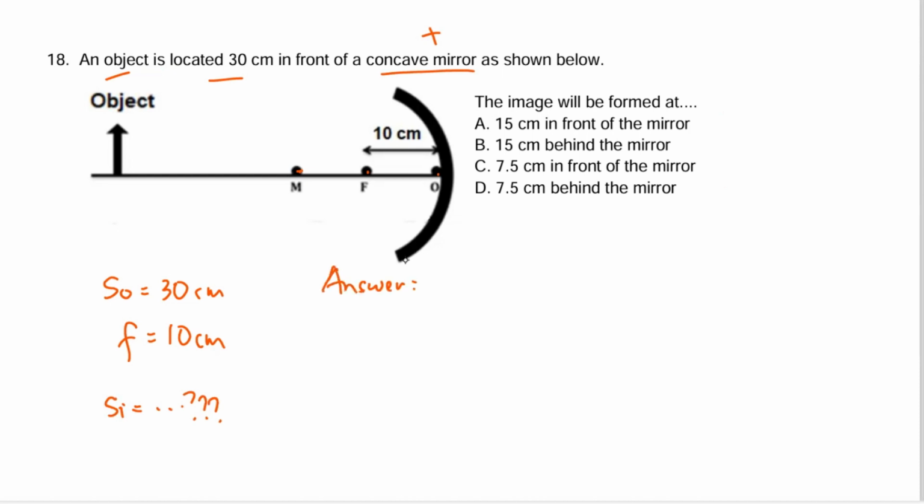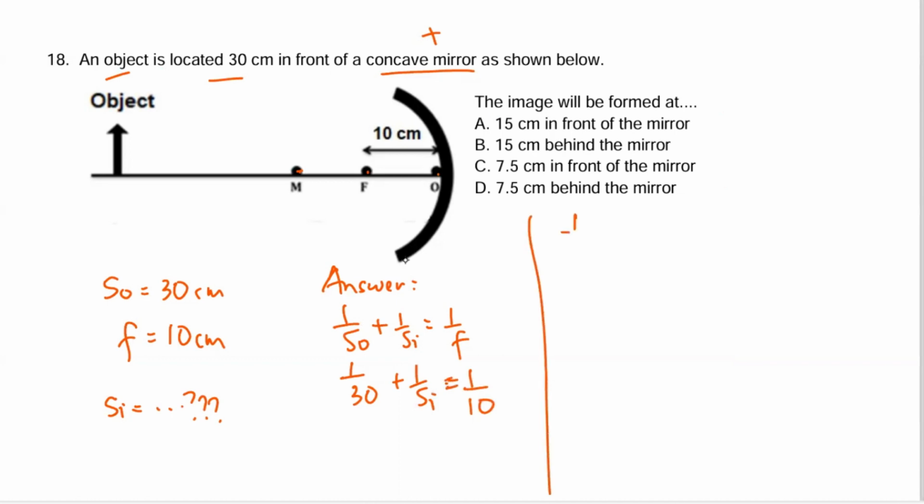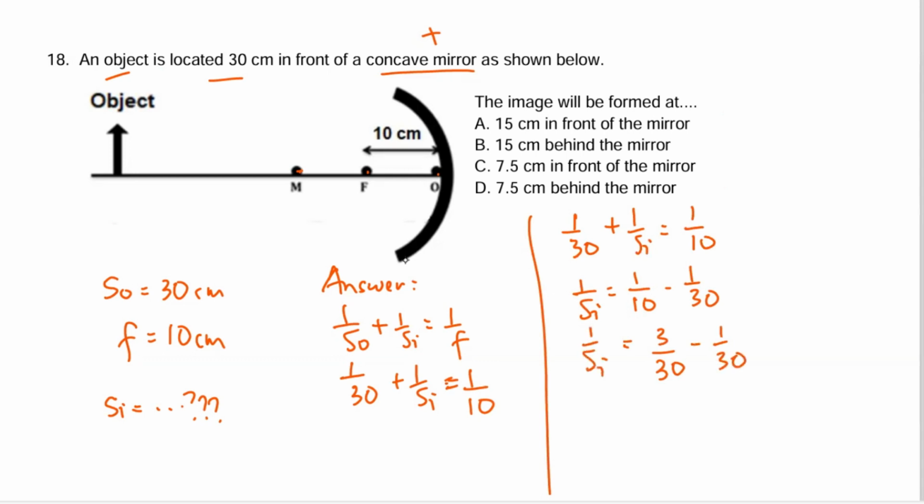We're going to use the mirror equation, 1 over SO plus 1 over SI equals 1 over F. So 1 over 30 plus 1 over SI equals 1 over 10. Remember, this is a concave mirror, so F is positive. To get 1 over SI alone, we send 1 over 30 to the other side. We make them have the same denominator, so it's 3 over 30 minus 1 over 30. So 1 over SI equals 2 over 30, right?